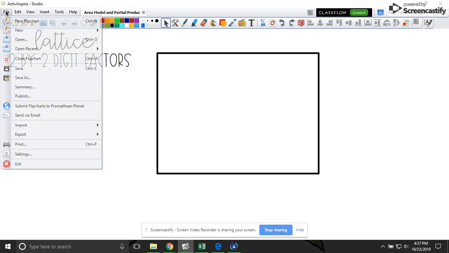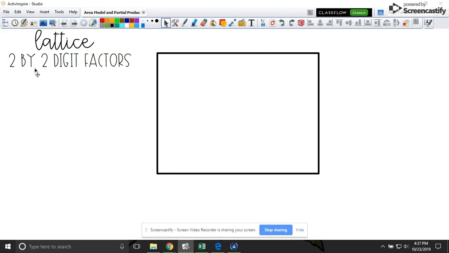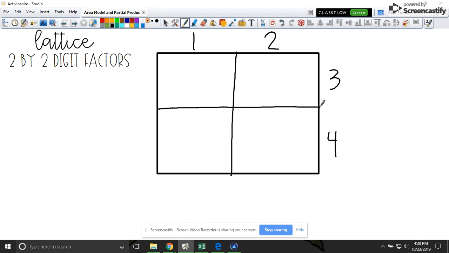Okay, so we're going to start off with the same one. We're going to do 12 times 34. Again, with this one, you're not really going to expand your factors. You're just going to separate them a little bit, give it a little bit of space, and you are going to separate your factors. So we're going to draw a line here, and we're going to draw a line here.